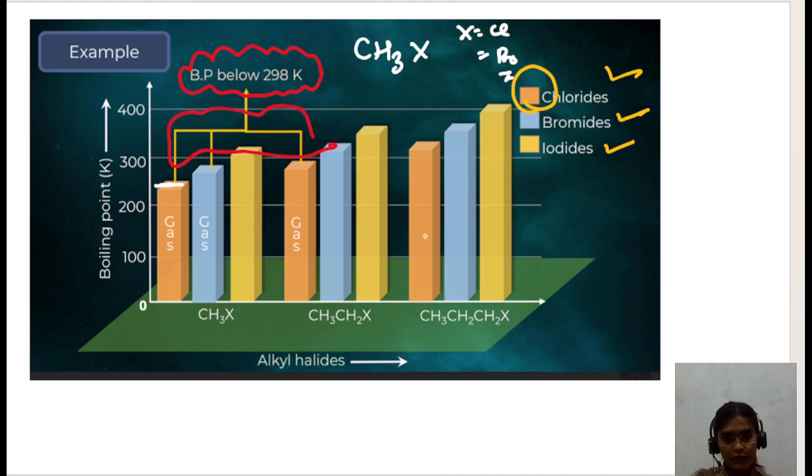Further, if you have to compare this, it's very simple. If you're moving from chlorine to bromine to iodine, basically it's increasing. What is important is why below 298 we are able to see only the gaseous state.